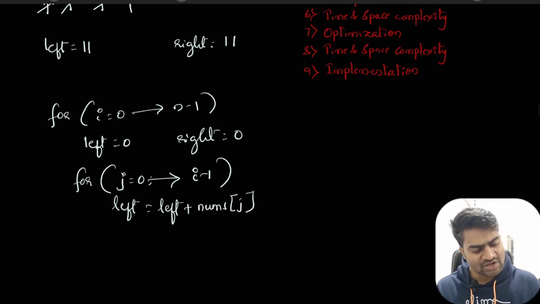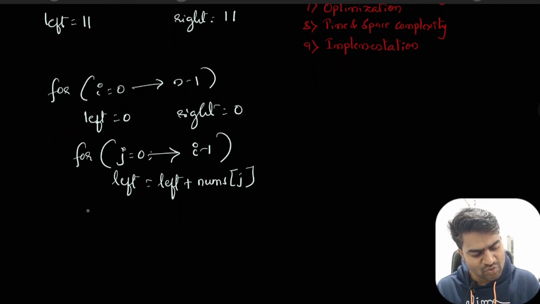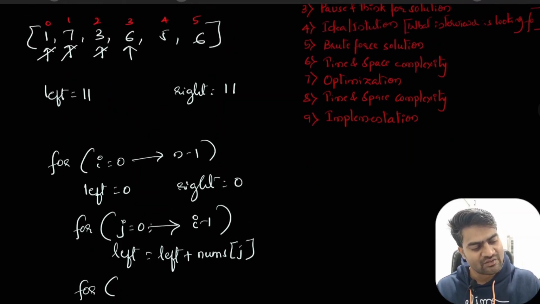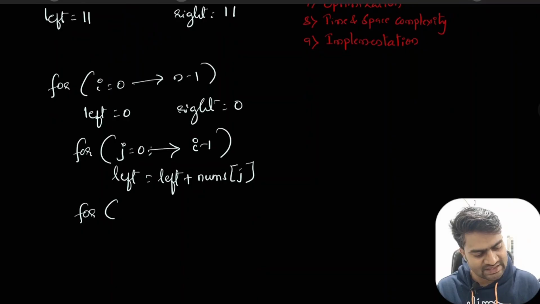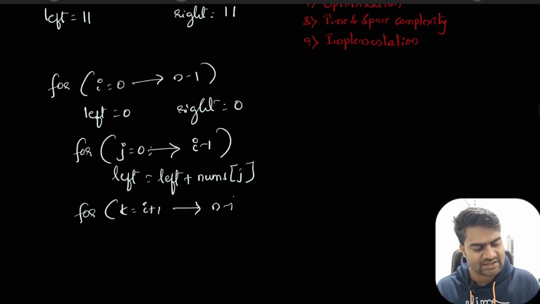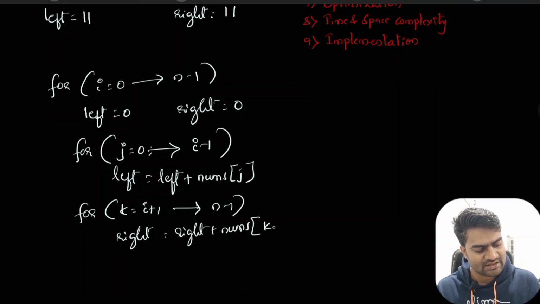Then I need to take one more for loop, which starts from one index after the value I am checking. If I am checking for this particular value, then it should start from here, right? So I will take k equal to i plus 1 till n minus 1. Then I will say right equal to right plus nums of k.